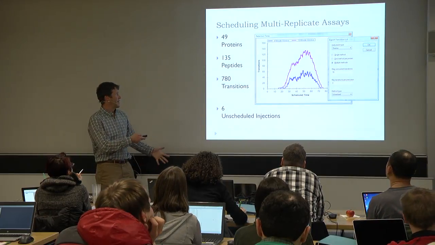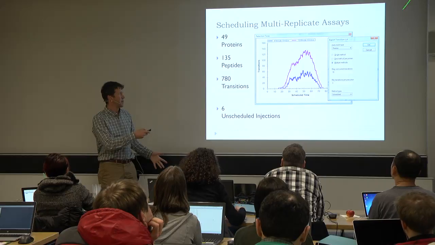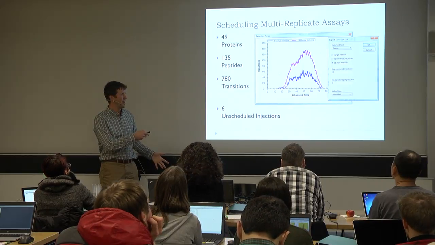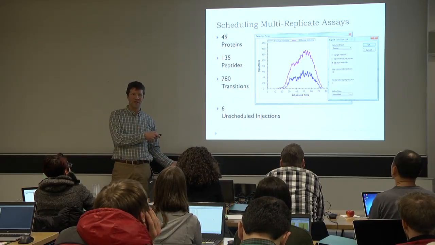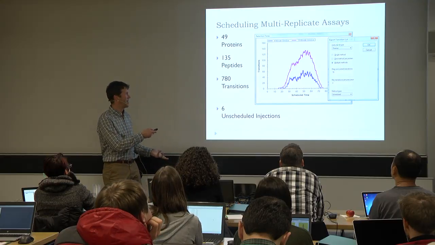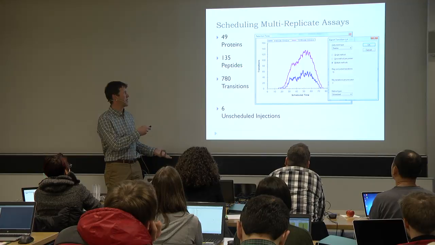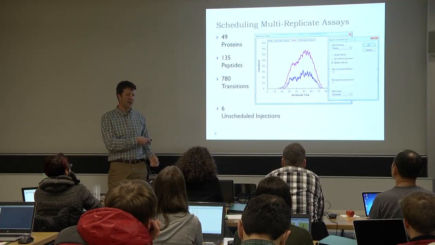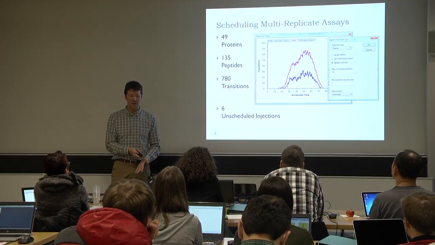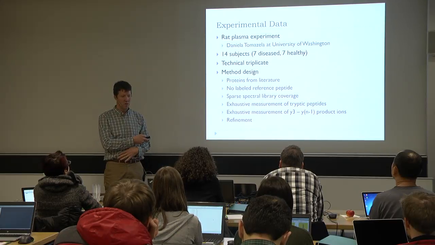All right, so this is 49 peptides. I think you've seen this before. This is the scheduling view. So this is us scheduling this all. Once we were down to 780 transitions, we did 6 unscheduled injections and scheduled everything, and then we had a single injection.